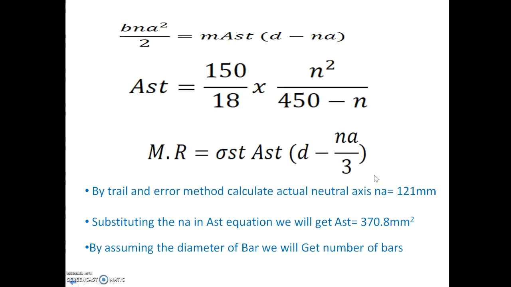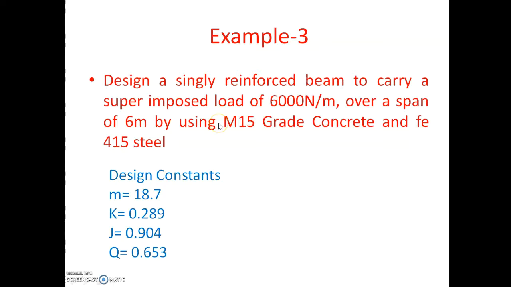Let's go for another problem, that is example 3. In this case, we have to design a singly reinforced beam to carry a superimposed load of 6000 Newton per meter over a span of 6 meters using M15 grade concrete and Fe415 steel.